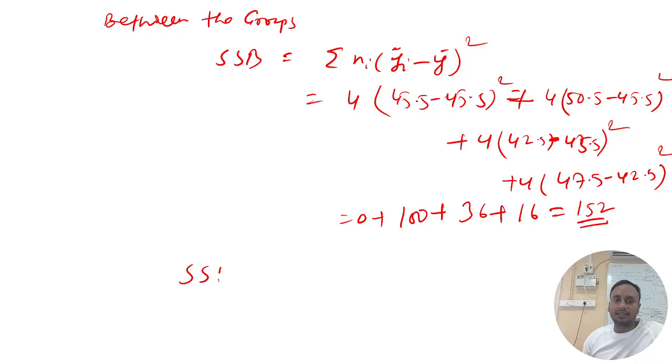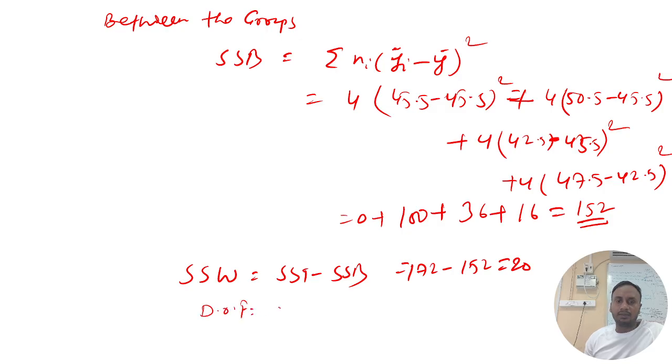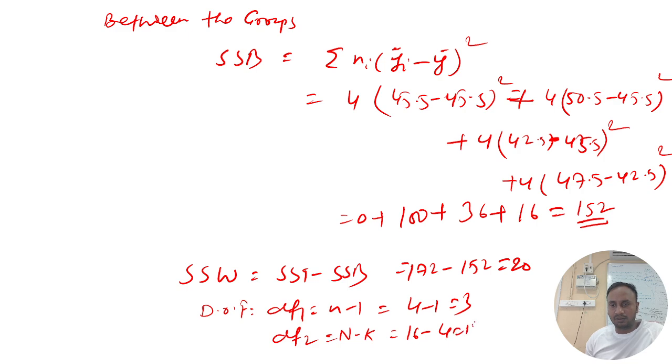Now we can go with the SSW. How do we calculate it? SST minus SSB. 172 minus 152 becomes 20. Now the degrees of freedom: between is k minus 1, 4 minus 1, which is 3, and within is n minus k, 16 minus 4, which is 12. Just one minute.